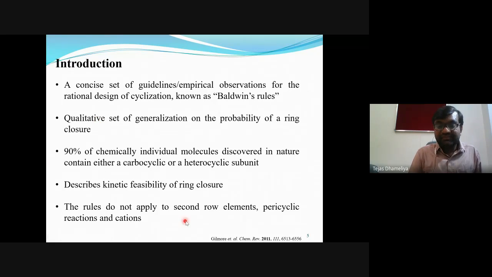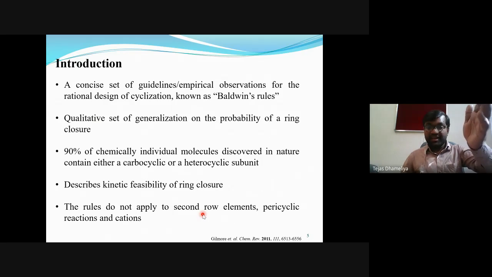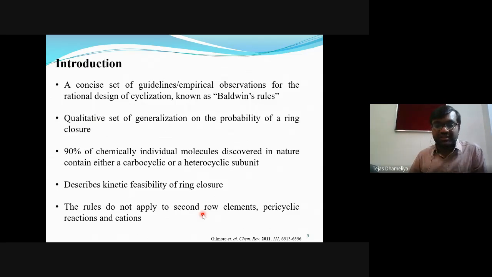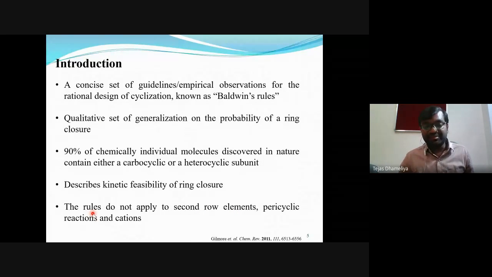So these rules are not applicable to second row elements of periodic table. Yesterday we have seen the periodic table. Okay, उसमें second row of periodic table who are there, such as lithium, beryllium, carbon, nitrogen, oxygen, neon. To this second row, all of them are second row of periodic table. So to these elements, Baldwin's rule is not applicable.